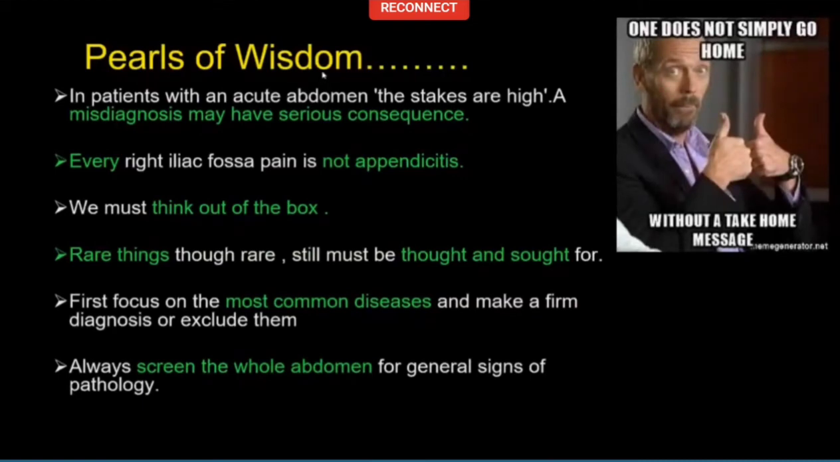First, always focus on the most common disease. Don't think about what you have read recently, some unusual case. You have to exclude the common diseases first. And always screen the whole abdomen. Though we have an anatomical distribution and compartmentalization of the Pandora box, a right iliac fossa pain might be just a radiating pain from the gallstone, from cholecystitis. That's why screening of the whole abdomen is a must.